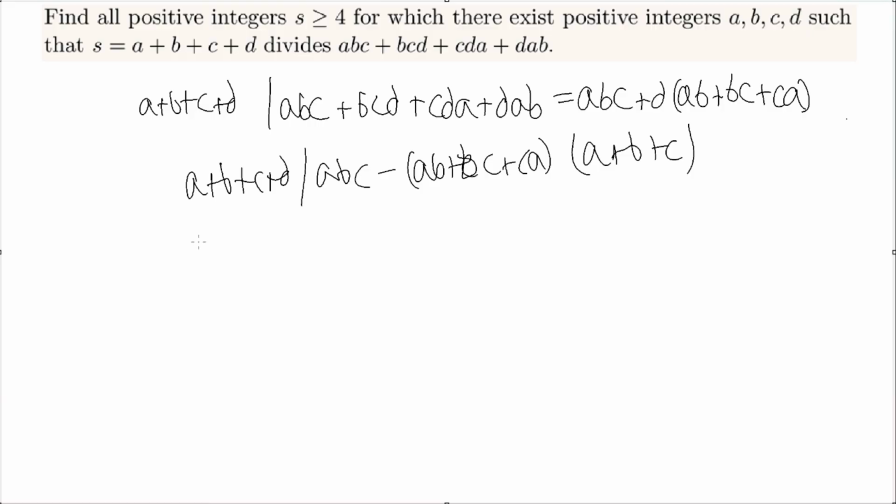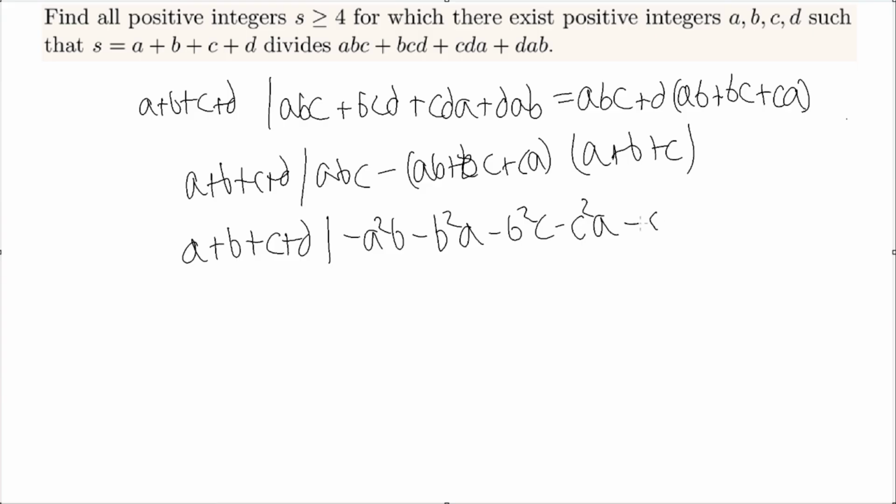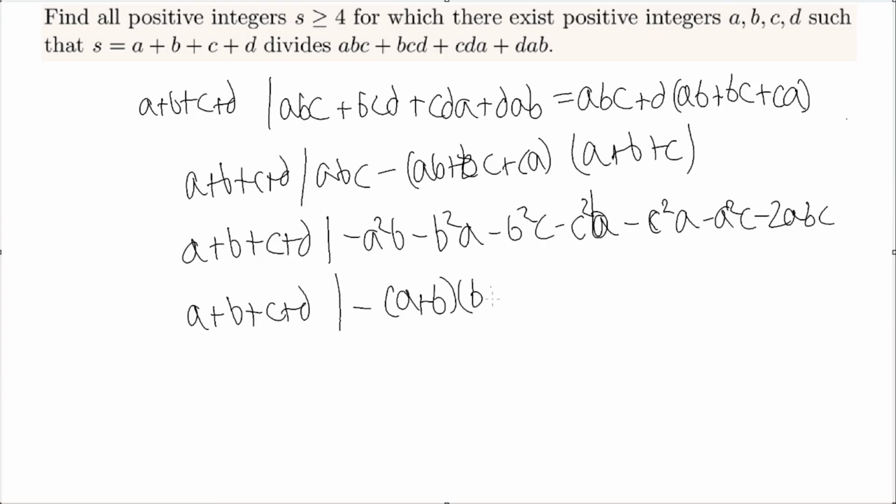And when we expand the entire thing out, we get A plus B plus C plus D divides negative A squared B minus B squared A minus B squared C minus C squared B minus C squared A minus A squared C minus 2ABC after we expand the entire thing out. And you might notice that, and this might seem like a huge leap of faith, that this expression here is just minus (A plus B)(B plus C)(C plus A).